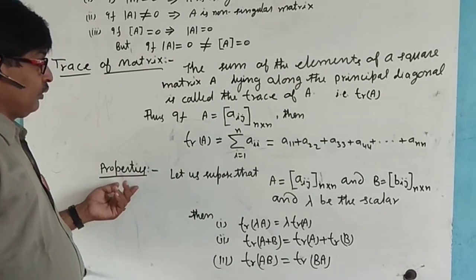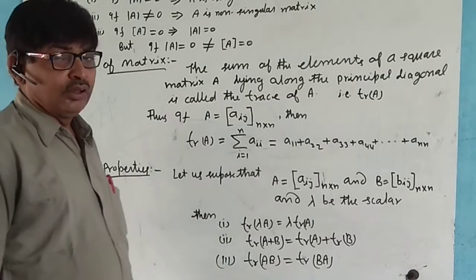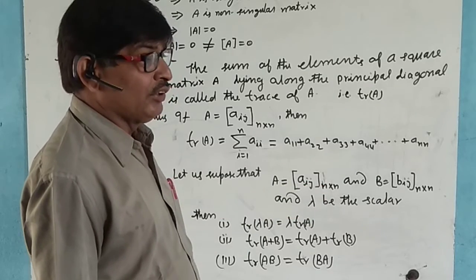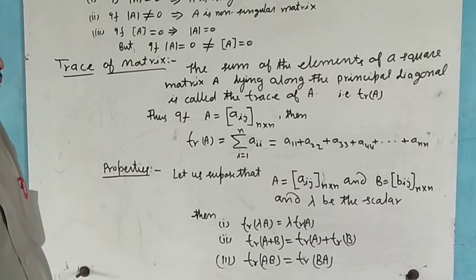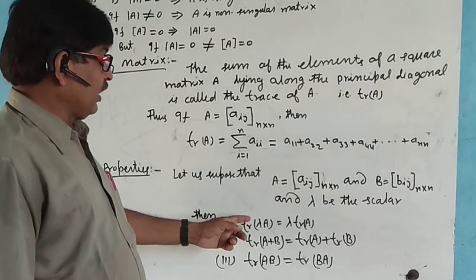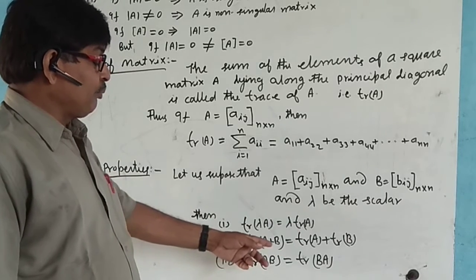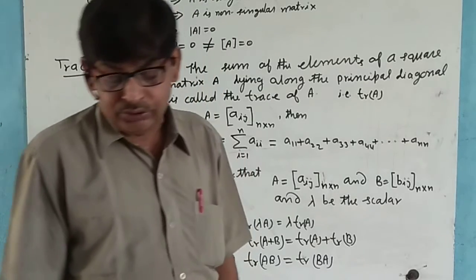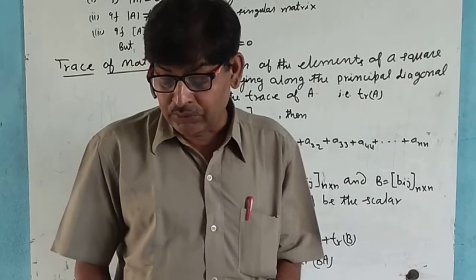Now, properties of this. Let us suppose that matrix A is Aij, n cross n, and B is also Bij, n cross n, and lambda is a scalar. Then trace of lambda A equals lambda times trace A, trace of A plus B equals trace A plus trace B, and trace AB is equal to trace BA. Now we see some problems here.